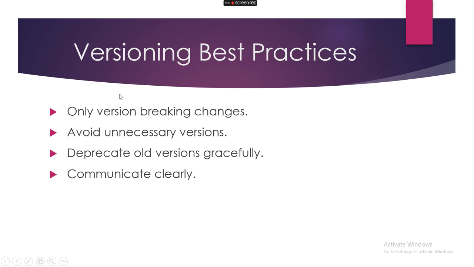So, versioning best practices. Only version breaking changes, right? Endpoints that require updates that will probably break client implementation are the kind of endpoints you want to version. For endpoints where you can implement backward compatibility rather easily, where you can extend without breaking the client, sometimes you don't want to version. You can get away without versioning it.